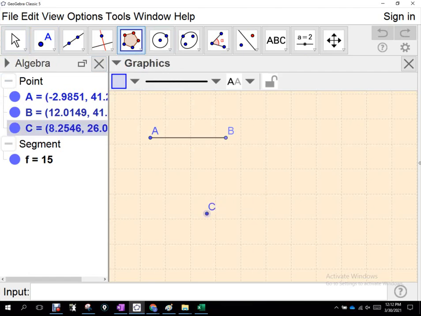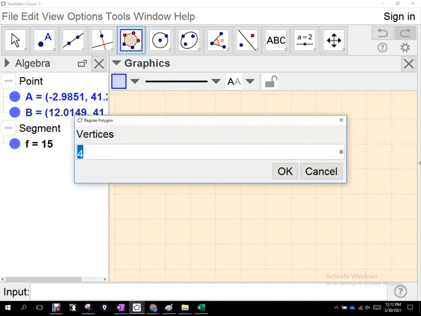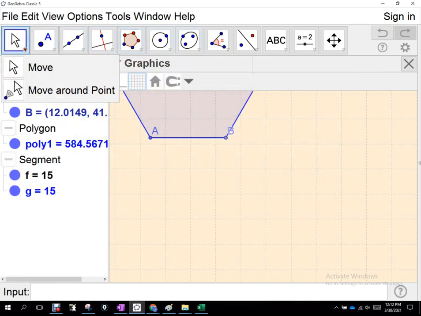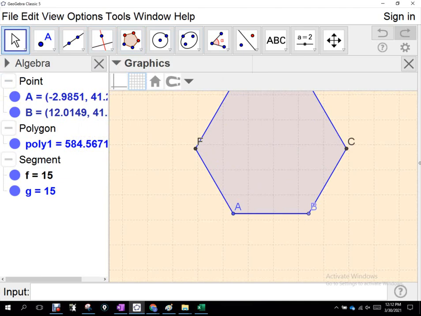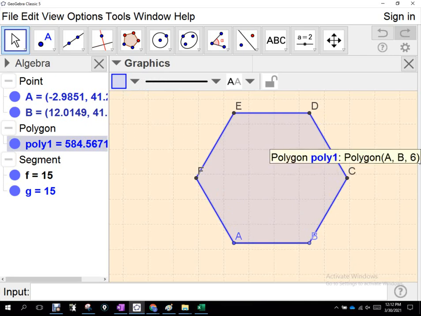Actually, I got to do it this way, Control Z. I'm going to go from there to there. So I'm going to say 6 sides, 6 vertices, and I've got that right there. Okay, so I just created this hexagon, and it has side lengths of 15. Is that okay with everybody? Which is the exact information that we started with in our problem.